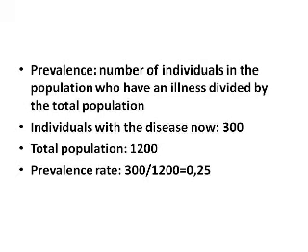Now, the total population is 1,200, not 1,000, because remember we used 1,000 as the number of people that were at risk. In prevalence, we're not considering the people that are at risk, but rather the whole population. So it would be 300 divided by 1,200. In this case, we would get 0.25. So we can tell that in this case, the prevalence is 25% and the incidence is 10%.